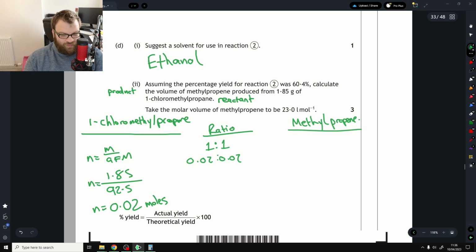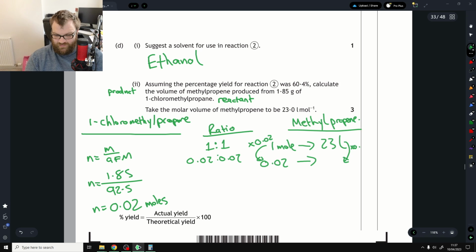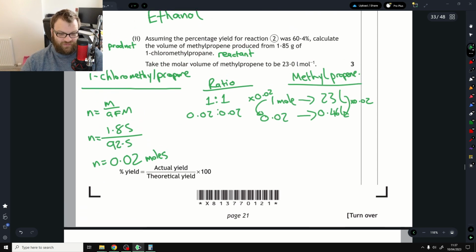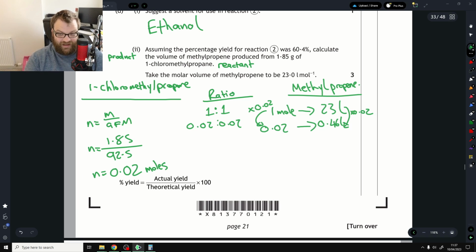We're told the molar volume is 23 for methylpropene. This means that 1 mole would give us 23 litres. We've only got 0.02 moles of it. This means that if we times both sides by 0.02, we get to our answer. So our volume would be 0.46 litres. Going down to our percentage yield, we know that we're only 60.4% efficient.